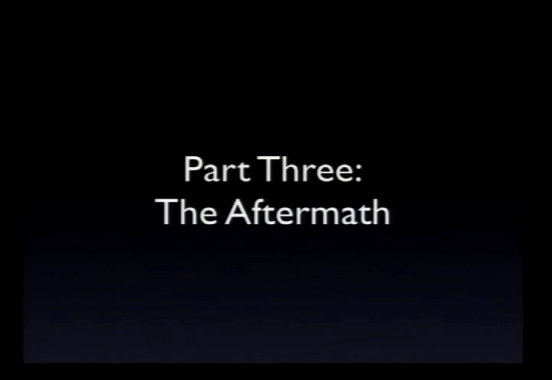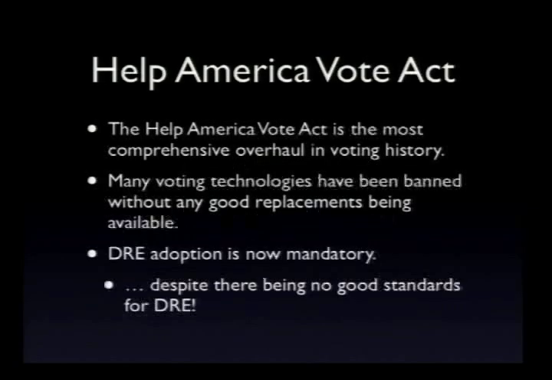So let's start talking about the aftermath of Florida 2000. The Help America Vote Act is the most comprehensive overhaul of the voting system in history. In one single swoop, Congress outlawed lever action machines, most forms of the punch card ballot. It outlawed a lot of stuff that we have relied on for a very, very long time.